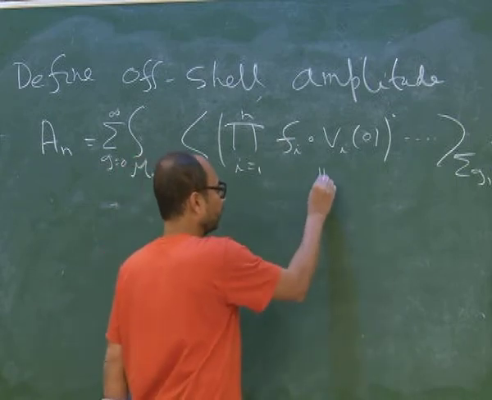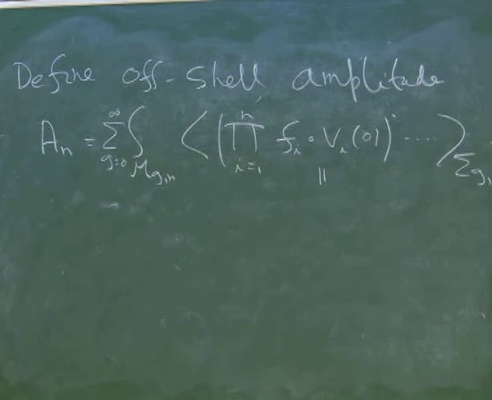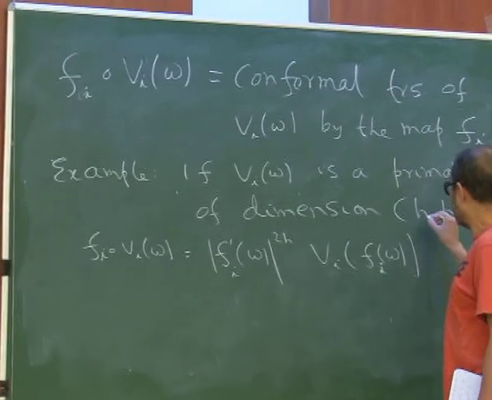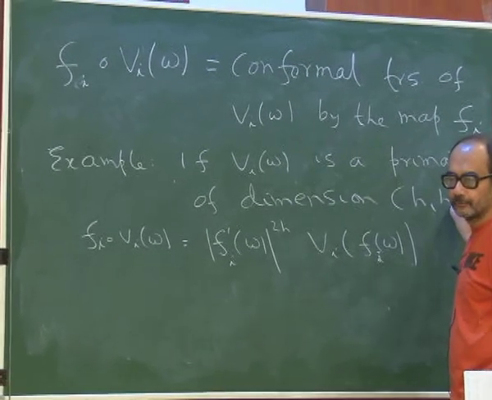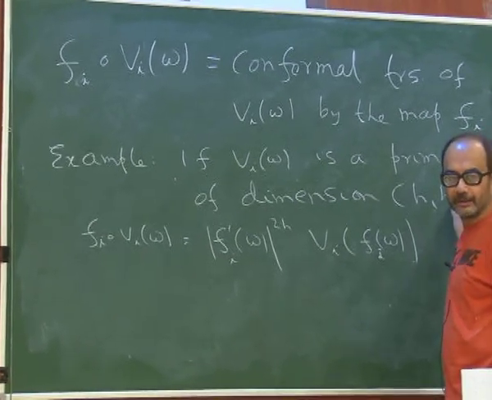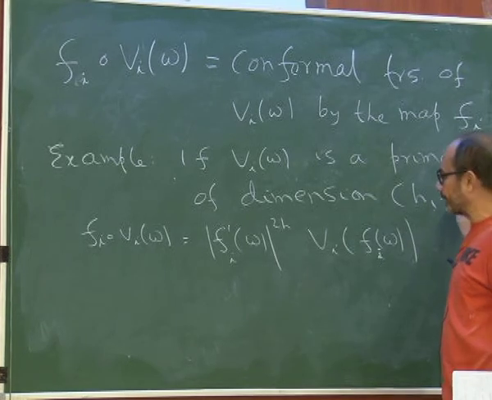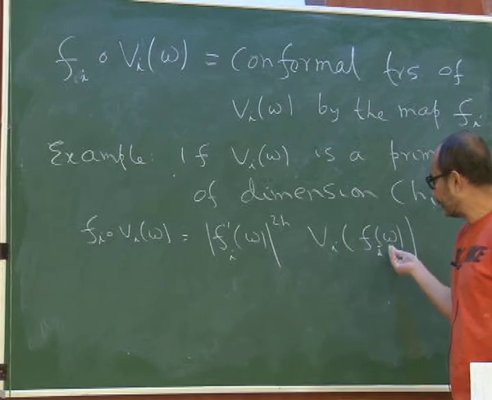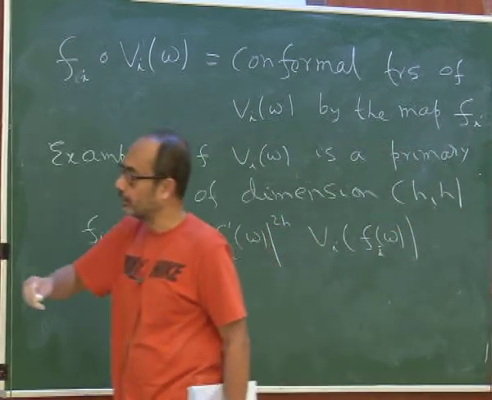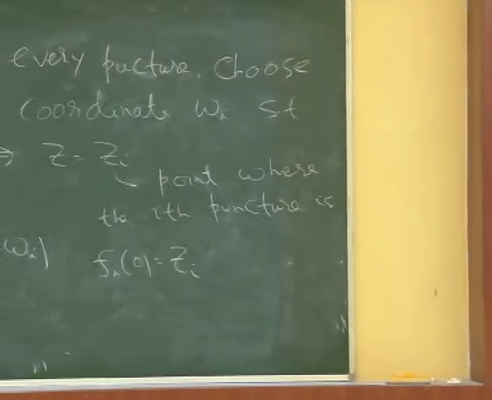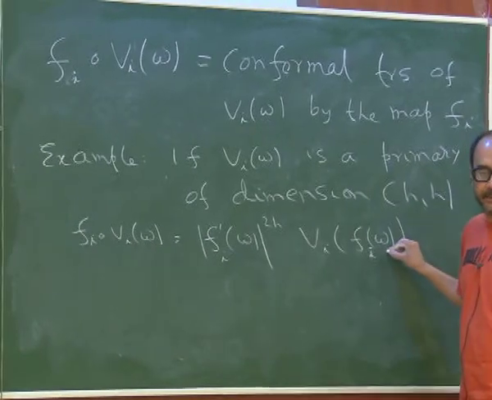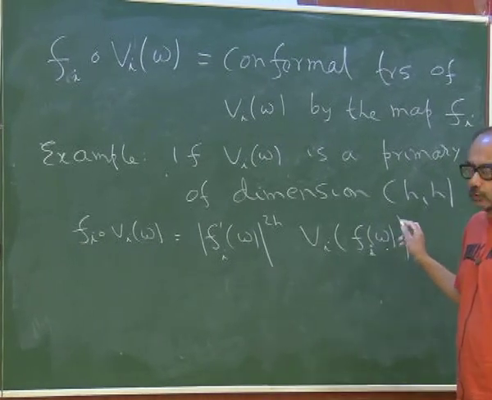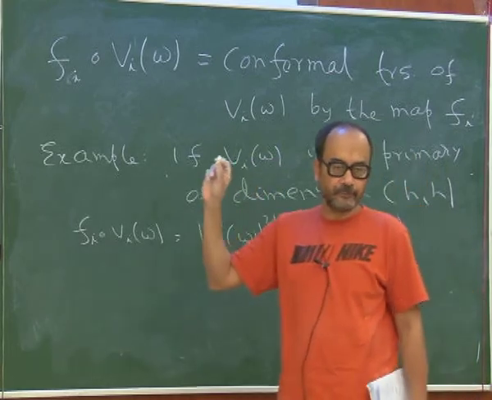But let's see what happens if V was on-shell. If this was on-shell, then h will be 0, right? On-shell vertex operators are conformally invariant, right? For on-shell vertex operators, h would be 0, so this factor is absent. And you will get V_i of F_i of 0, because you are evaluating it at 0, as you can see, the argument there is 0. So V_i of F_i is nothing but V_i of Z_i. F_i of 0 is Z_i.